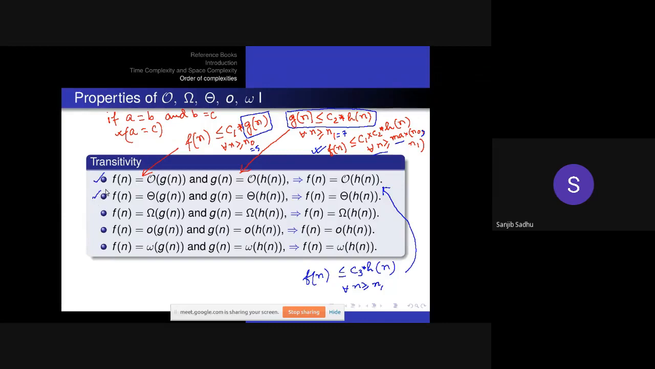Similarly, you check: Fn is theta of Gn and Gn is theta of Hn, so Fn will be theta of Hn. I am not showing the proof. The proofs are the same. Similarly, big omega notation also follows the rule of transitivity. Fn is big omega of Gn, Gn is big omega of Hn, so that implies Fn is big omega of Hn. In this way, small o and small omega all follow the rule of transitivity. Clear?